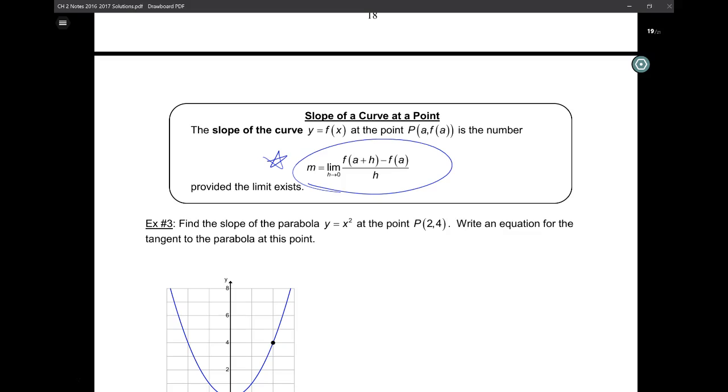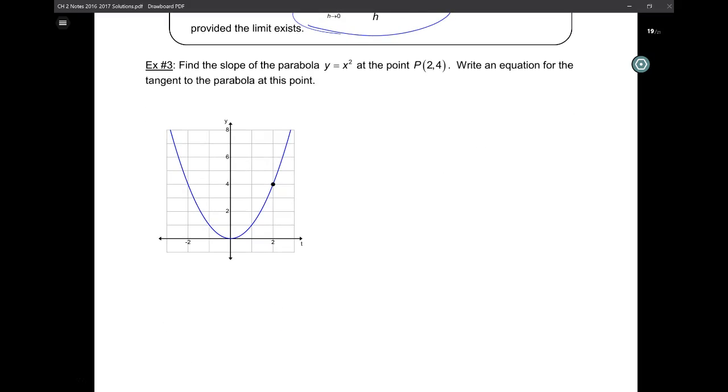Slope of the curve. So this is big. This is really huge. So far, your entire life, if you've had to find the slope of a line, you needed 2 points. Now, just one. You just need one point. Isn't that exciting? Except it's way harder. But we could do this. We got this. Now, why is this useful?